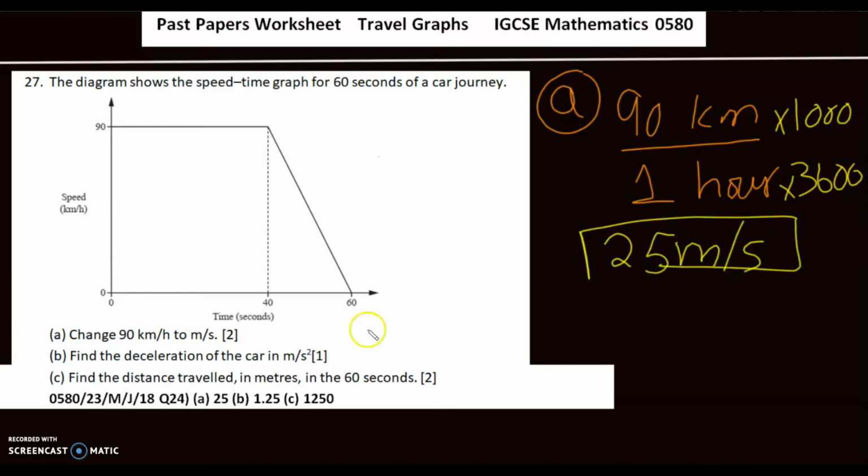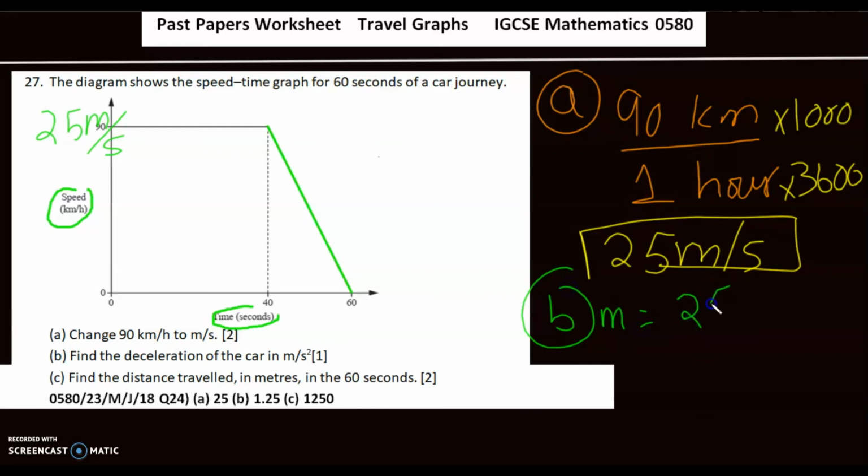Part B, find the deceleration of the car in meters per second square. Deceleration is the slope of the falling line. There's a unit conflict. Remember, this is in kilometers per hour and this is in seconds, but we've already changed 90 kilometers per hour to 25 meters per second. So the unit conflict has already been resolved. So for part B, we'll use slope equals rise, which is 25, upon run, which is 60.